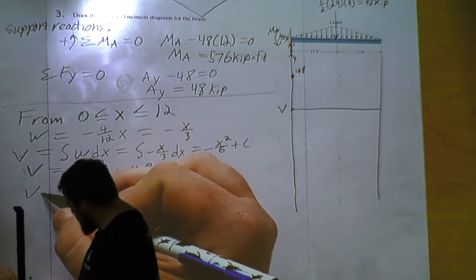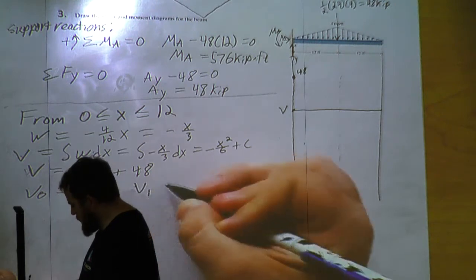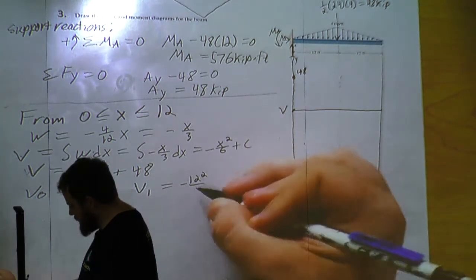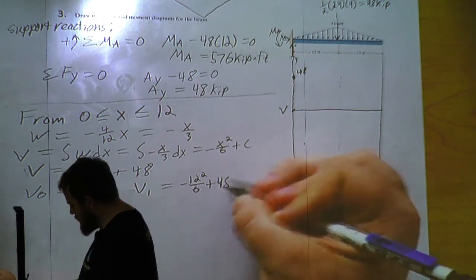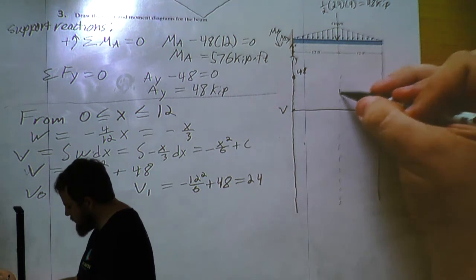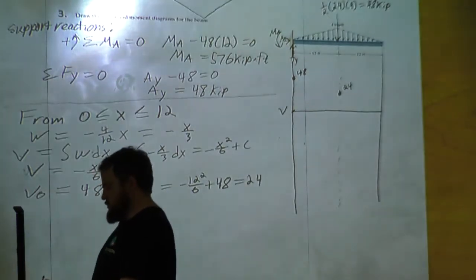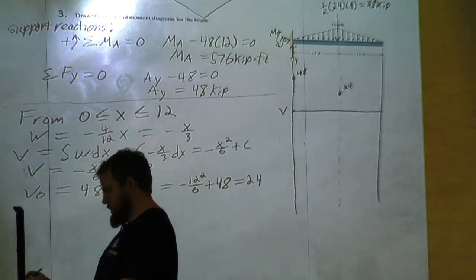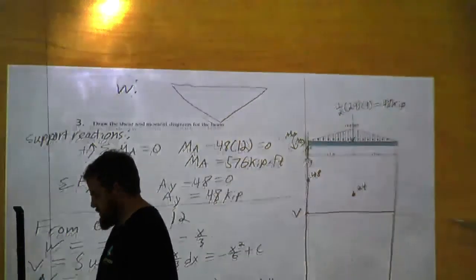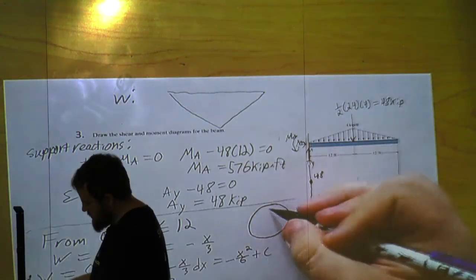So now let's plug in at 0. It's going to be 48. And then V at 12 is just going to be negative 12 squared over 6 plus 48. And that equals 24. So we're going down to 24. Okay, so what does this look like? Well, we got to think. This is what this looks like. We're going to use that circle thing.